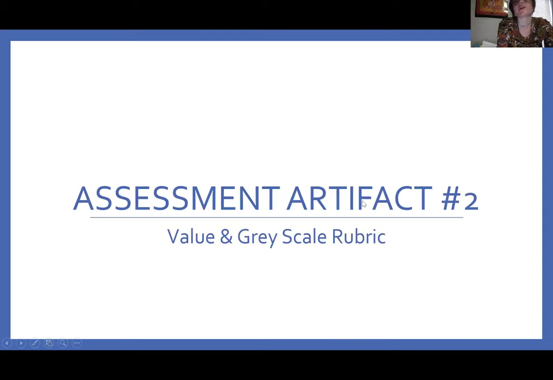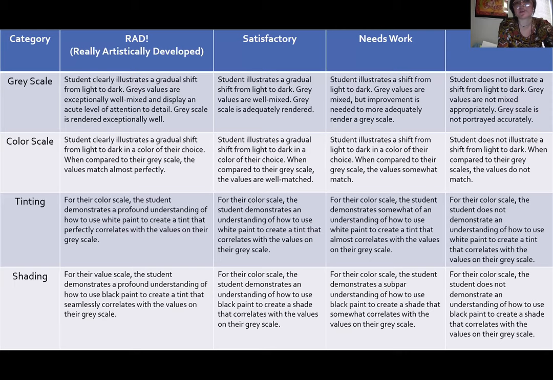So assessment artifact two is a value and grayscale rubric. I would use these together to grade that assignment, looking at different aspects separately, at least for this one, and then all together for the previous one. So that's what that looks like.